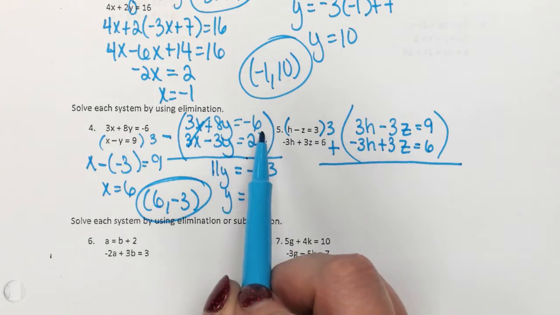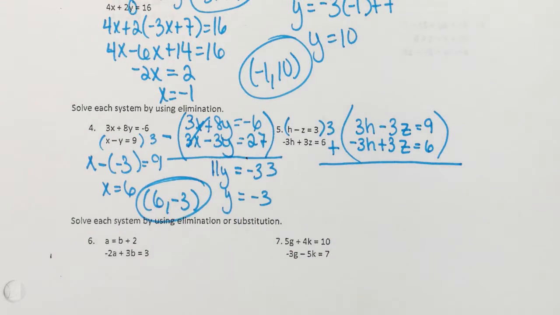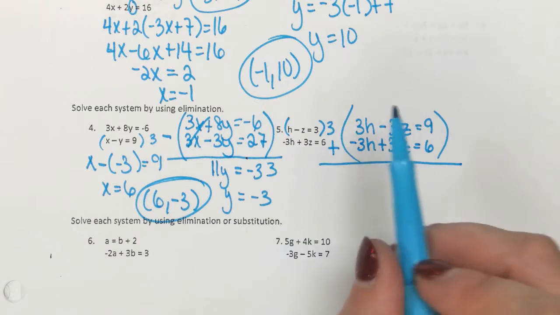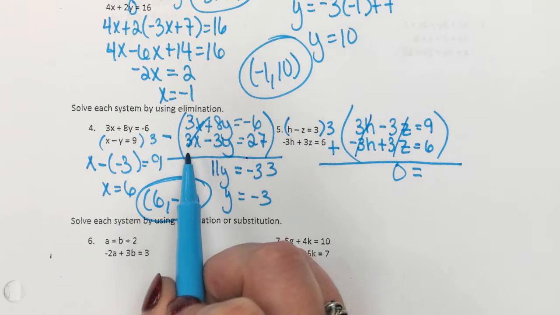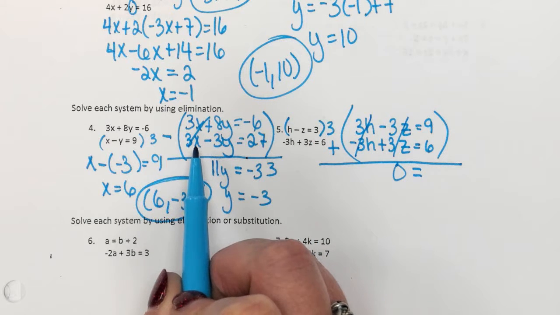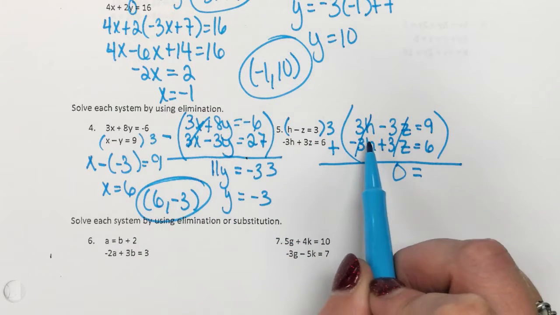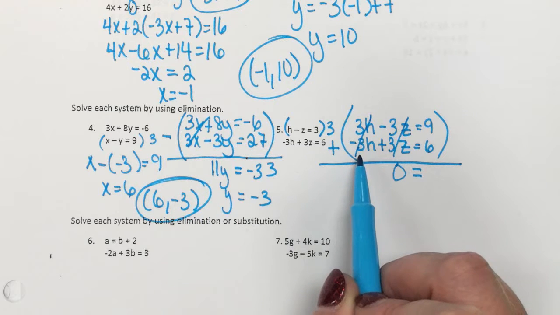No, it says negative 6 minus 27. Everything is being subtracted. Okay, 3 plus 3 would be 6. That would not eliminate. Okay. Negative 3 plus 3 is 0. That's what I would add on the next one.